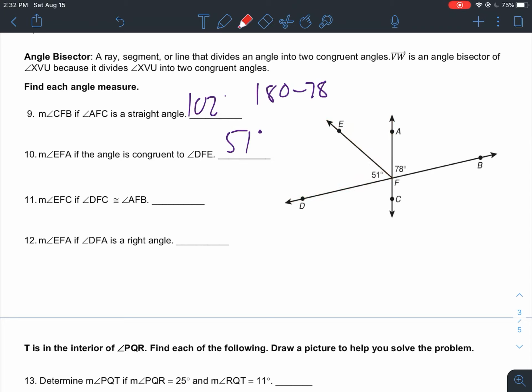Number 11, EFC. If DFC and AFB are equal, which means this must be 78. Those also have a special name that we'll learn in the next section. So to do this, we're going to add the two smaller angles together. So adding 51 plus 78 to get our big angle here, which is 129.